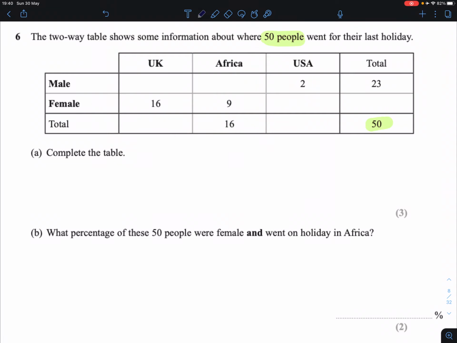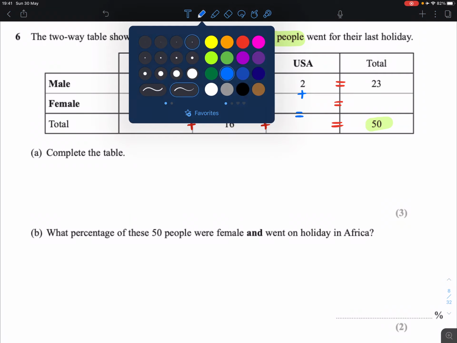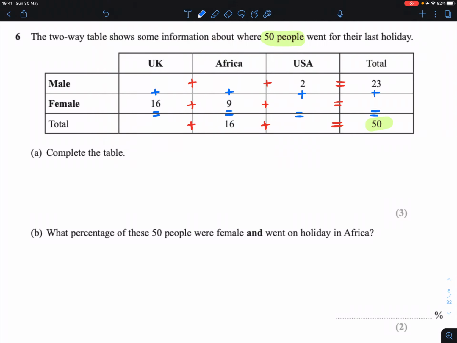The aim of this is to look at the abundance of adding sums that we have here and try and figure out the missing pieces. So if we add together all the males, that will give us this total here. If we add together all the females, that will give us this total here. If I add the UKs, that will give us the total here. If I add that and that will give us 16. I'm just adding these together. Then we have the total UK plus total Africa plus total USA equals grand total, and lastly total males plus total females equals grand total.